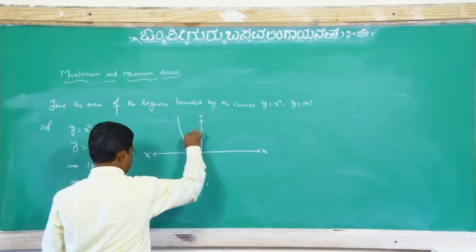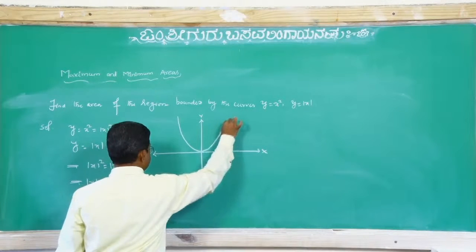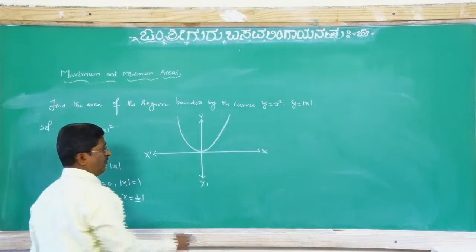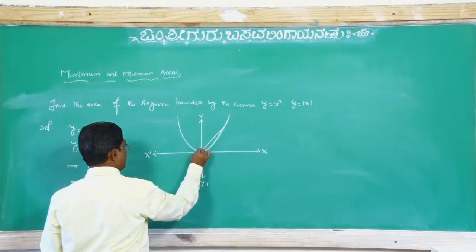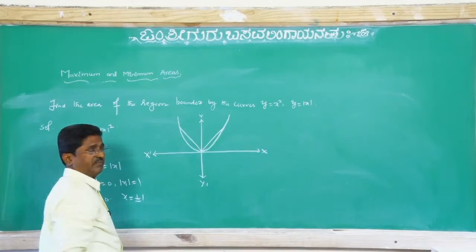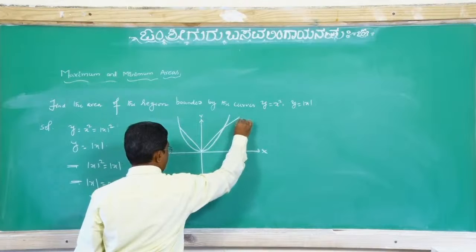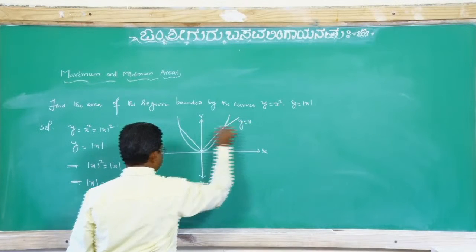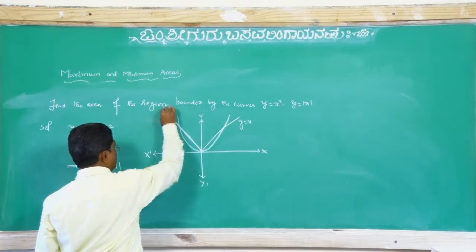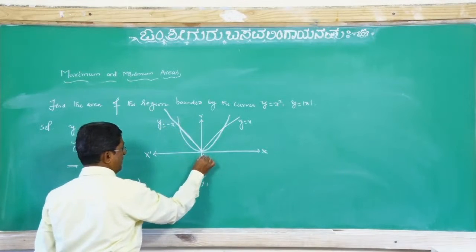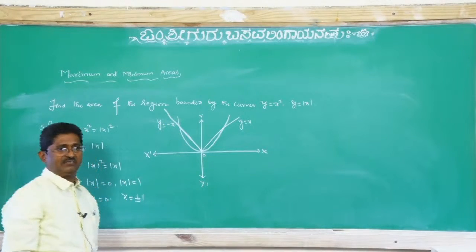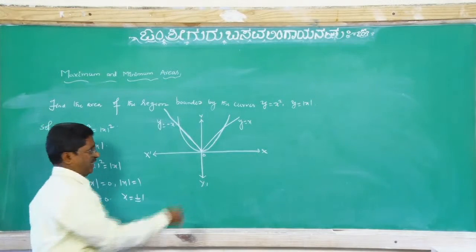Y is equal to x square. This is the graph of y equal to mod x. This is the right ray, and this is what we call the left ray. Means y is equal to x represents this line, and y equal to minus x represents this line. But symmetrically with respect to the origin, we can write 2 times the area.